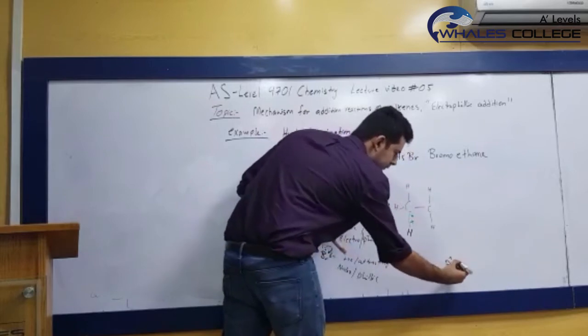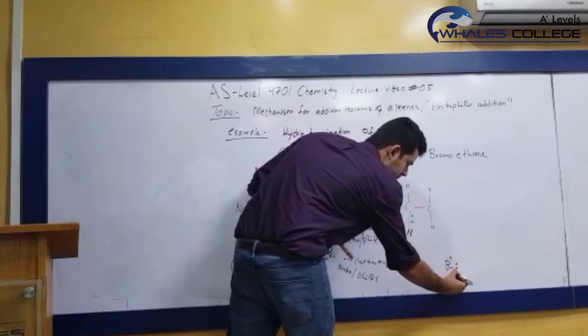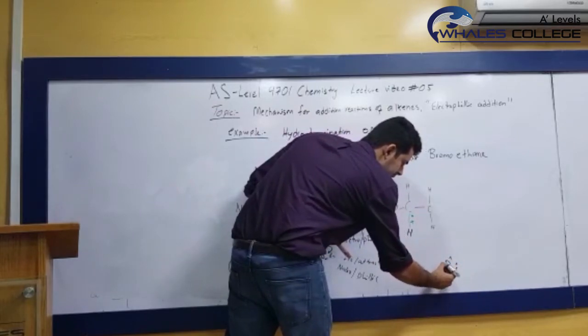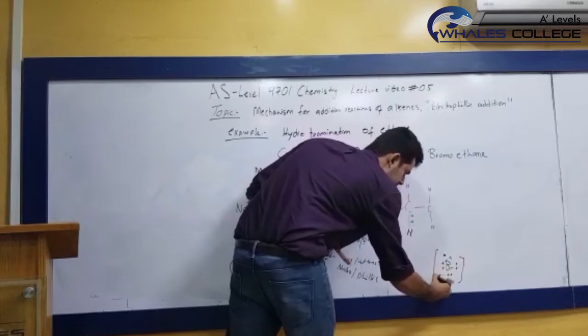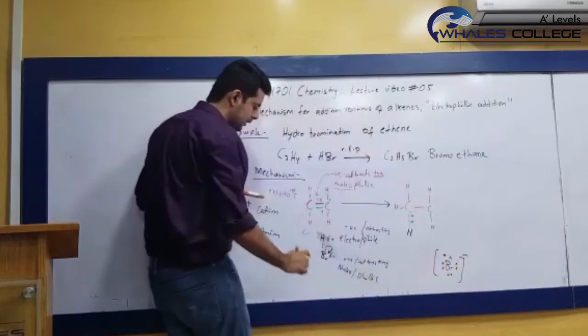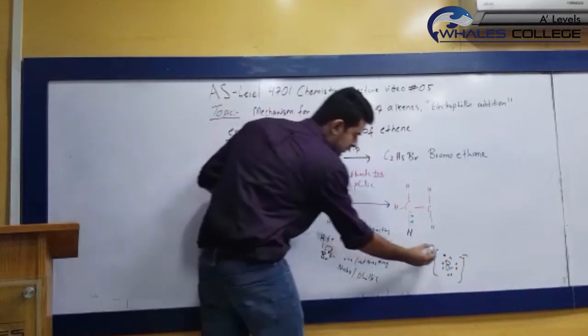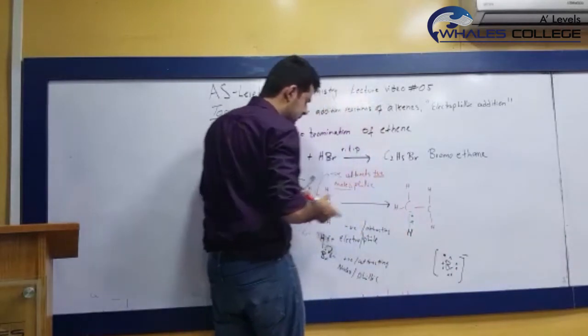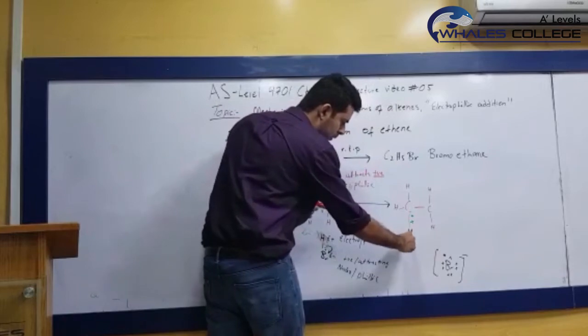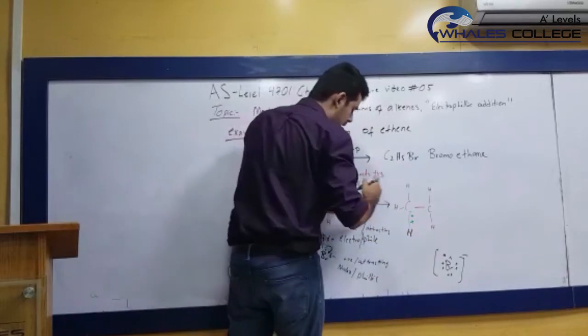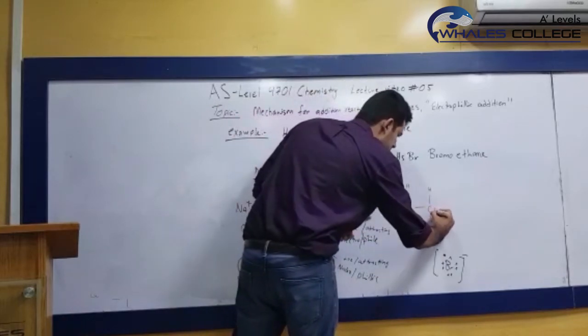Bromine belongs to group 7, so it has 7 electrons. 1, 2, 3, 4, 5, 6. These are the paired electrons. This is the unpaired one. And 1 electron it has gained from hydrogen. That makes it an anion. This electron is being gained. Because this carbon has lost its electron and it has come over here to make a bond with hydrogen, the carbon carries a positive charge.